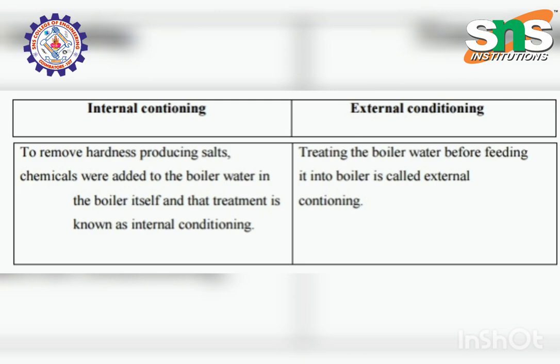It may be done by two methods, external and internal conditioning. First we are going to study external conditioning. It involves removal of hardness producing salts from the water before feeding into the boiler. The external treatment can be done by demineralization or ion exchange process.